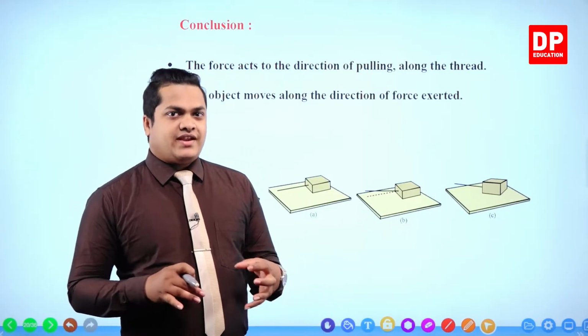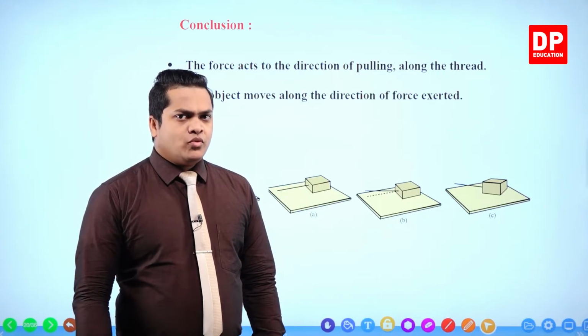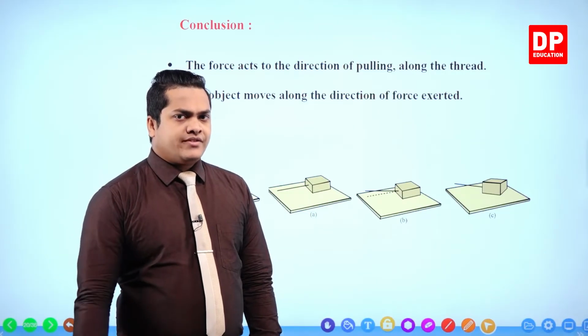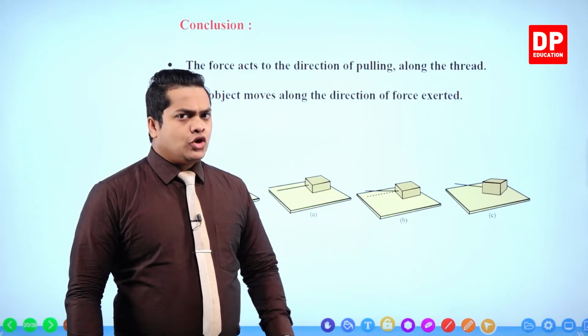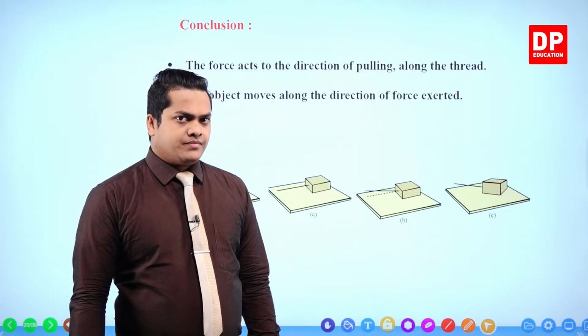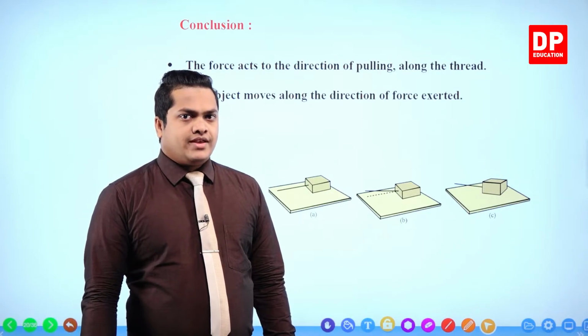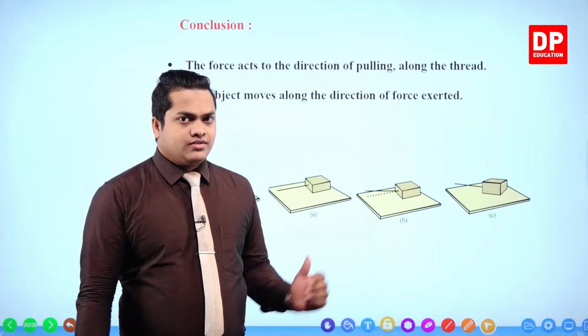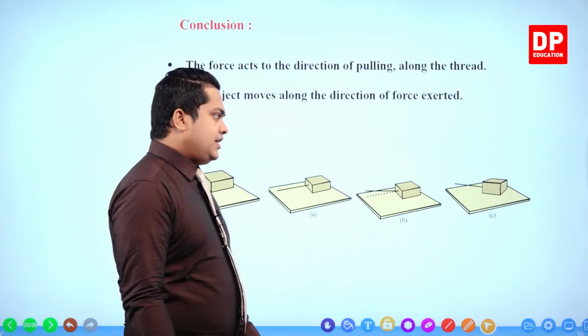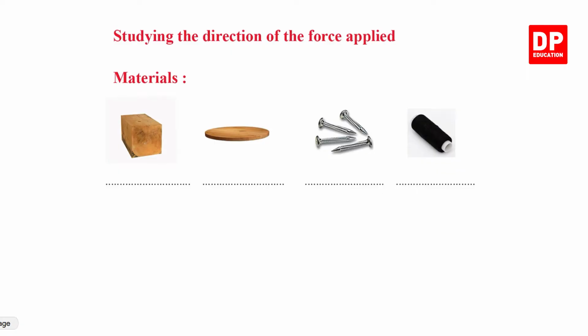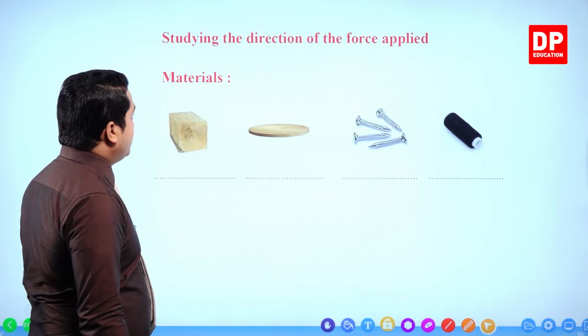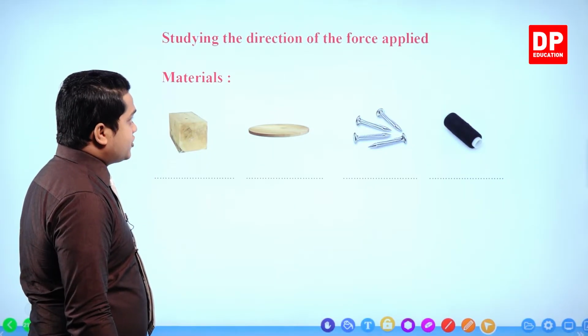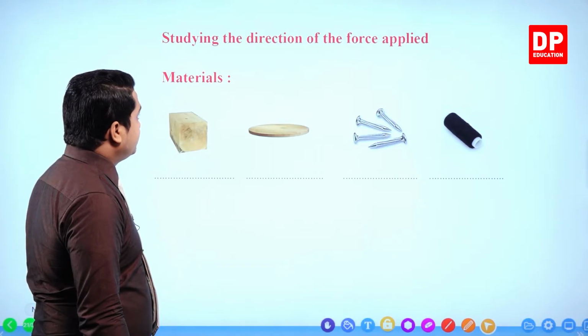Right. So this is our activity, my dear children. Now let's move on to observe another special kind of activity. Here we are going to use two blocks of wood. One is a round shaped one and the other is a block. So let's see how to conduct this activity, another activity to study the direction of the force applied.